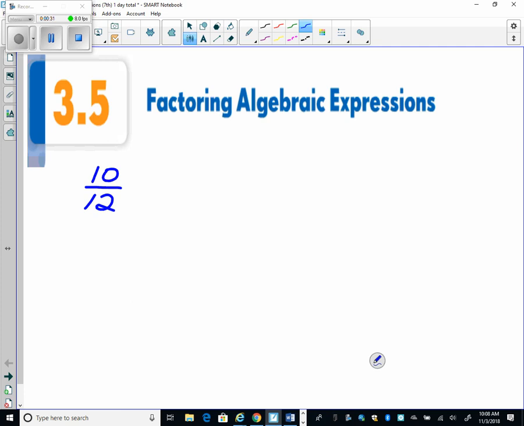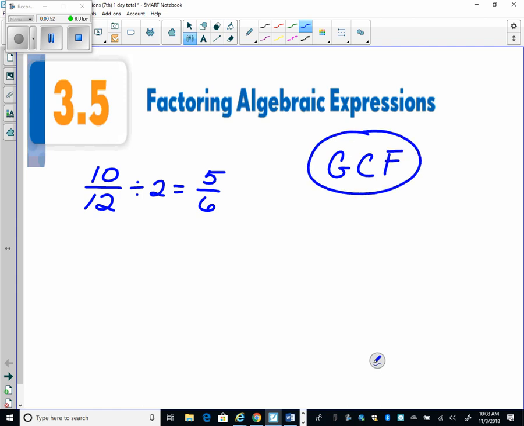So in order to simplify this, you told me to divide by 2, which would then break this down into 5/6. What we discussed in class was the number that you simplify fractions by is our greatest common factor. So we said that is the key to factoring algebraic expressions. You have to find the greatest common factor, and then that is the number that you factor out.